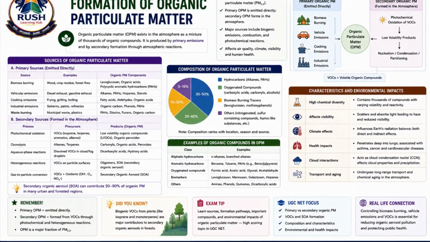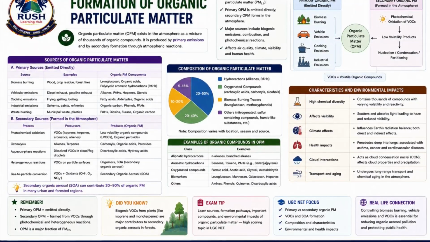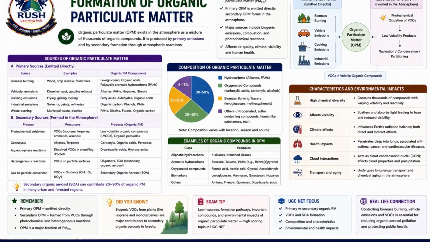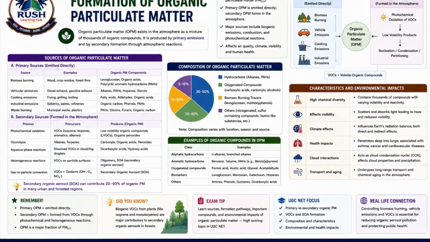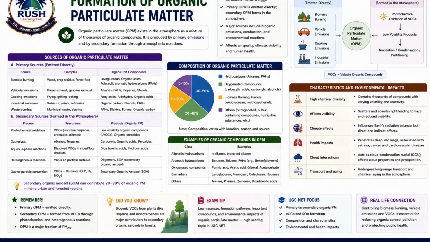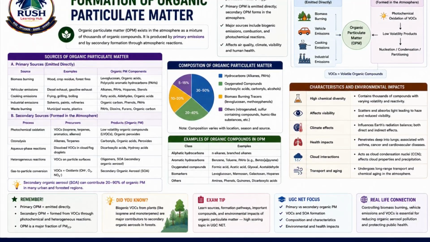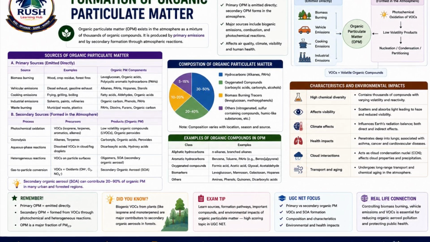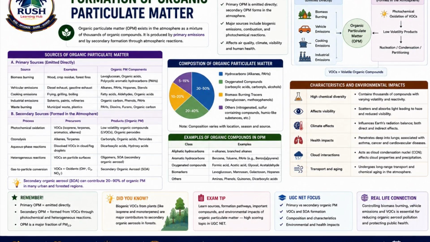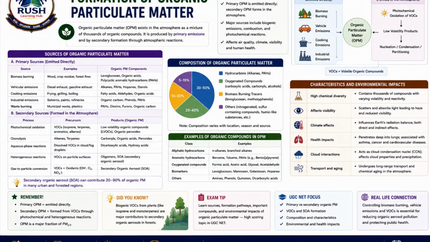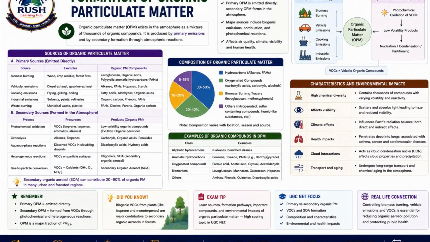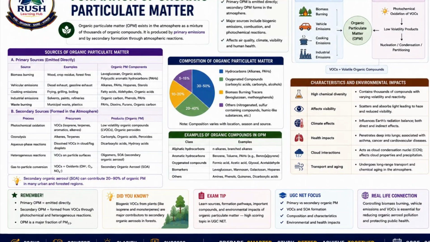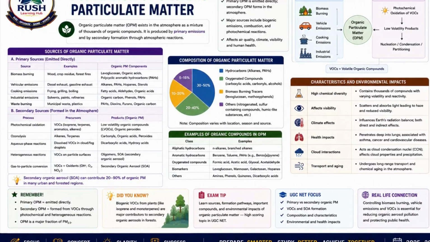Volatile organic compounds, or VOCs, are the primary precursors of secondary organic aerosols. Hydroxyl radicals and ozone play major roles in VOC oxidation. Secondary organic aerosols may contribute a large fraction of atmospheric organic particulate matter. Biogenic VOCs released by plants, such as isoprene and monoterpenes, are important natural sources of secondary organic aerosols.